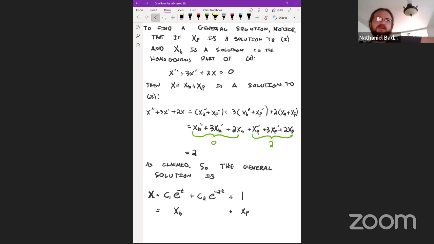There's a little bit more to be said if we want to actually prove that this is every possible solution. But it's not that much harder to prove. Basically, the arguments are there. You just have to show that any two particular solutions differ by a homogeneous solution, and that's just subtraction.